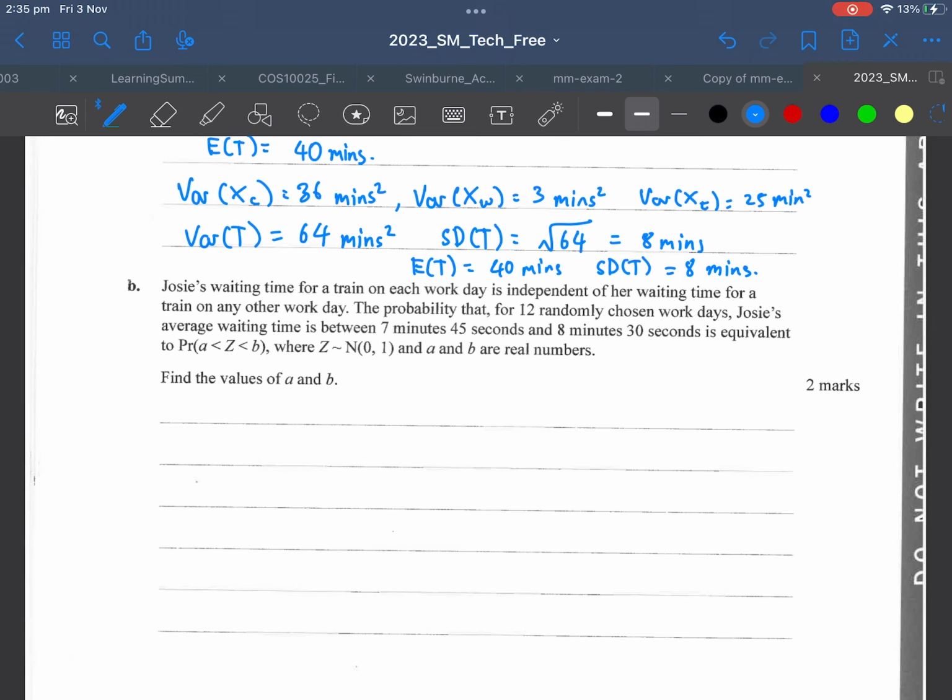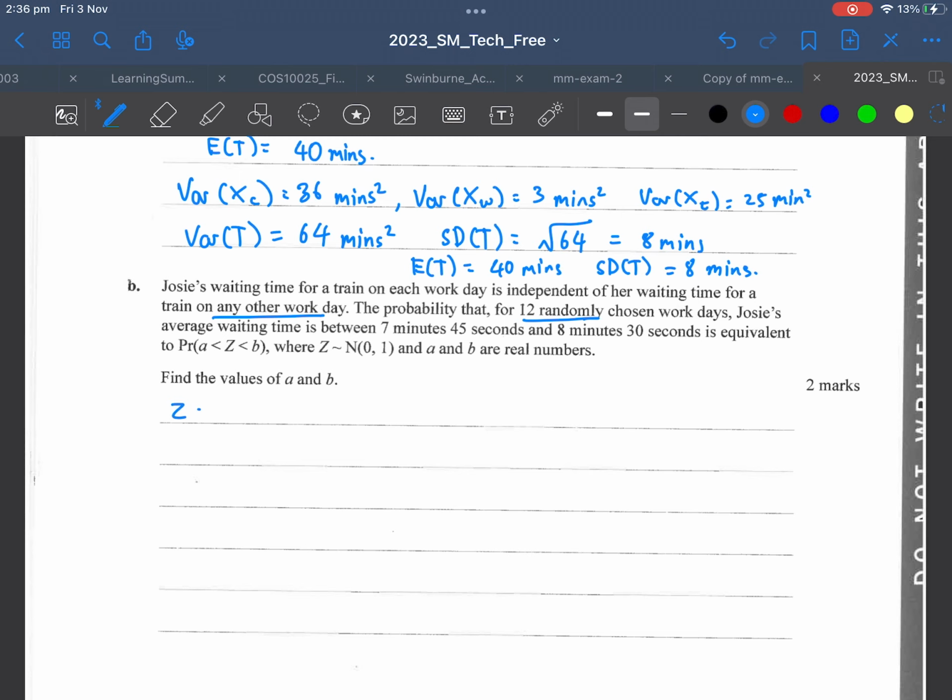So Josie's waiting time for a train on each workday is independent of her waiting time for a train on any other workday. For 12 randomly chosen workdays, the probability that Josie's average waiting time is between 7 minutes 45 seconds and 8 minutes 30 seconds is equivalent to this, where a and b are real numbers. So we have to find the values of a and b.